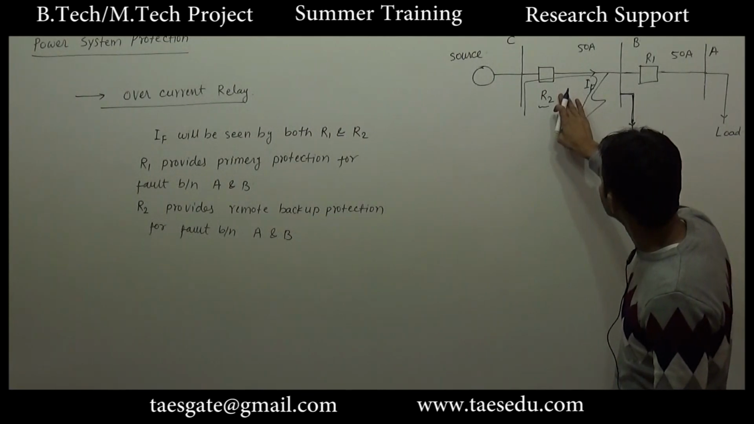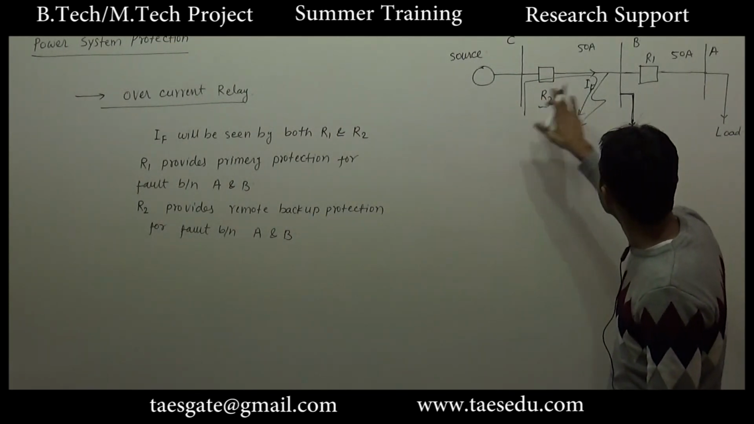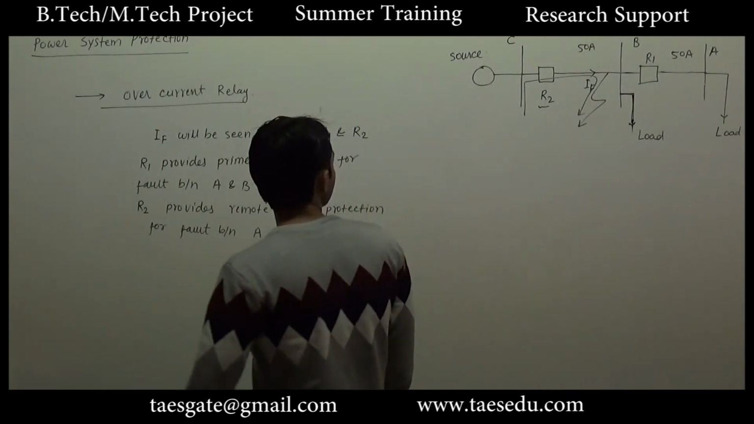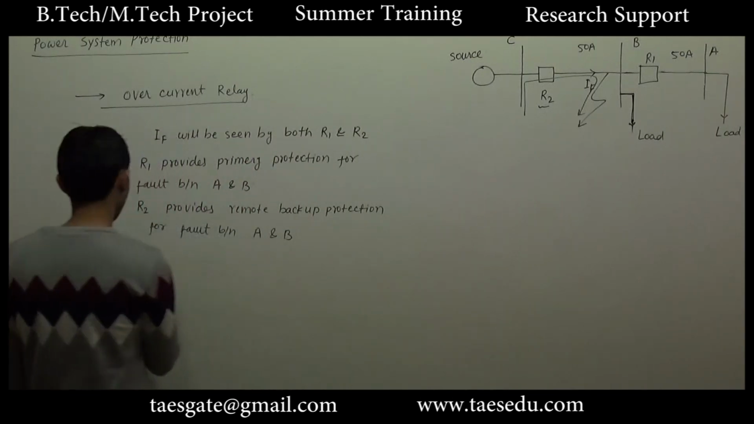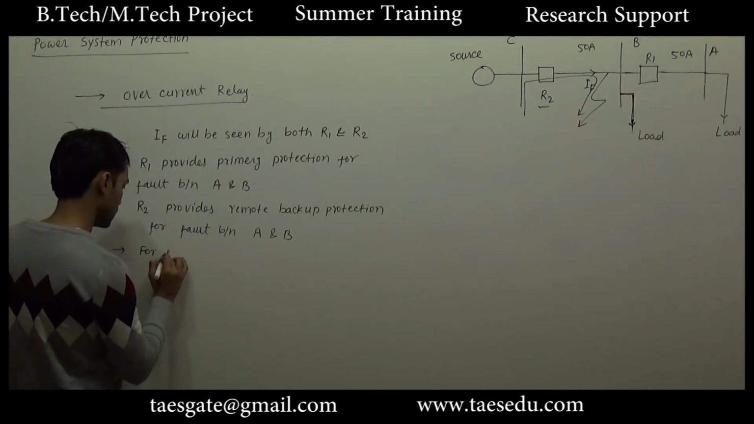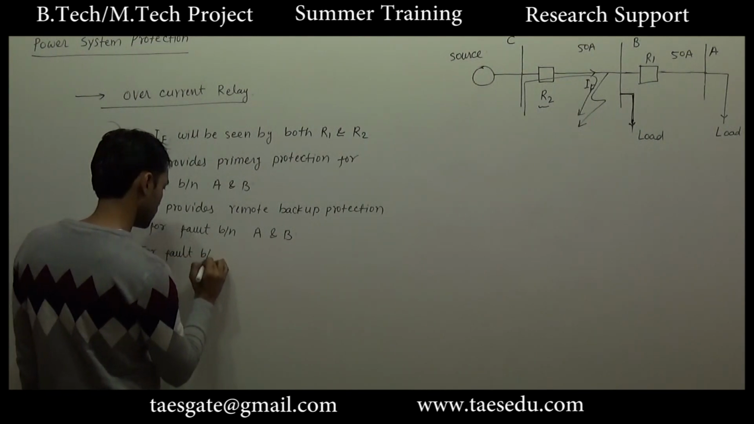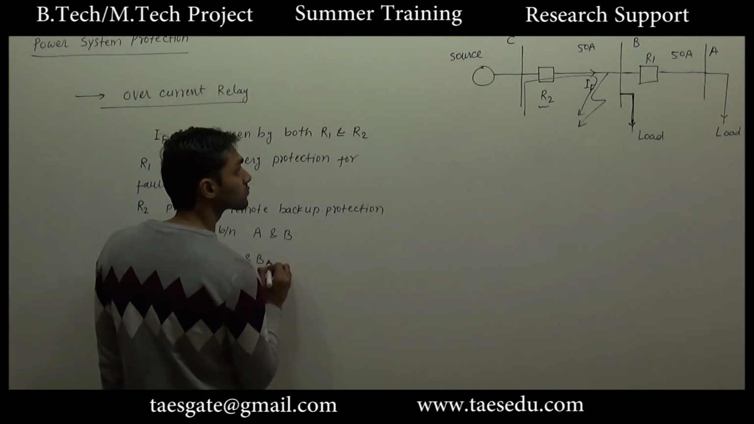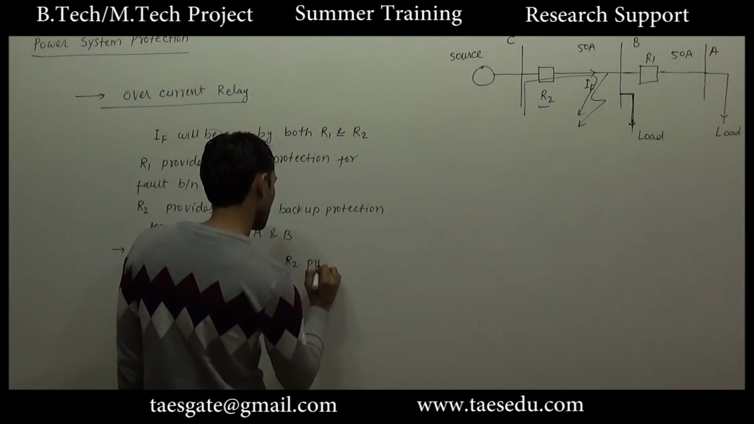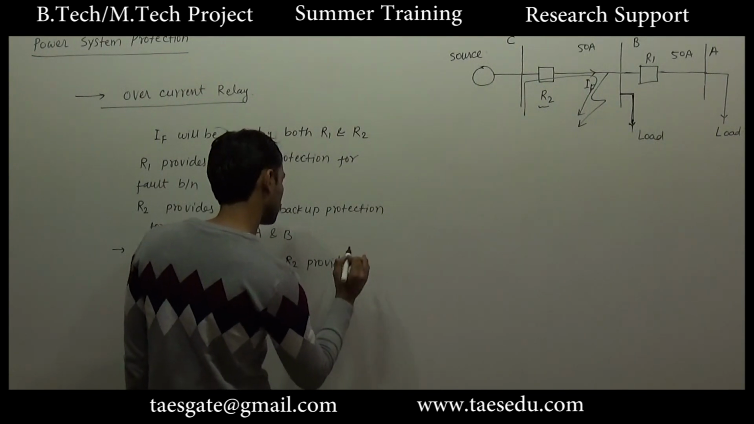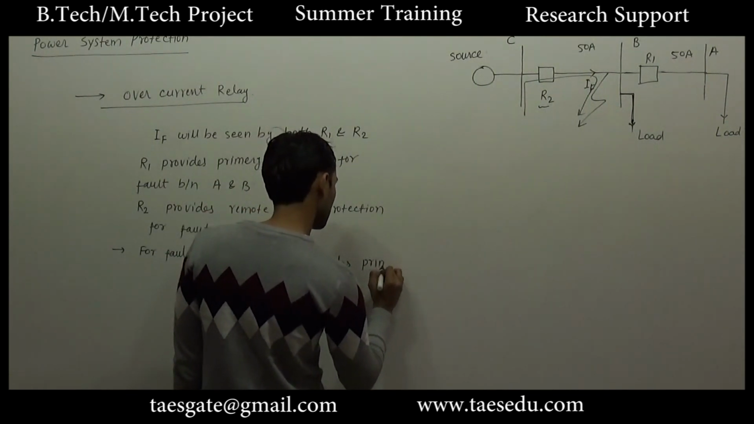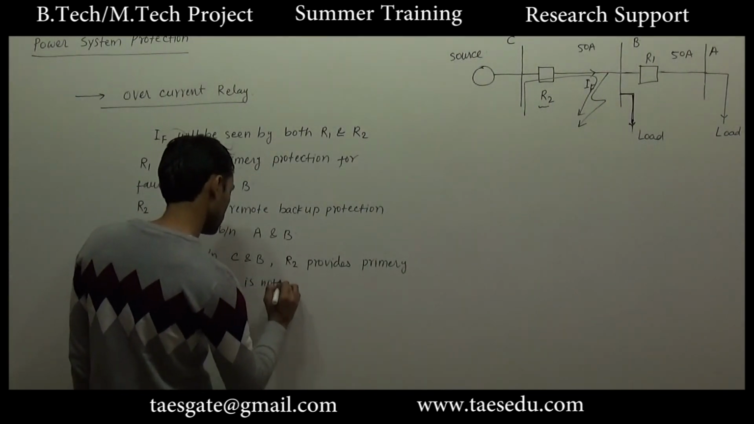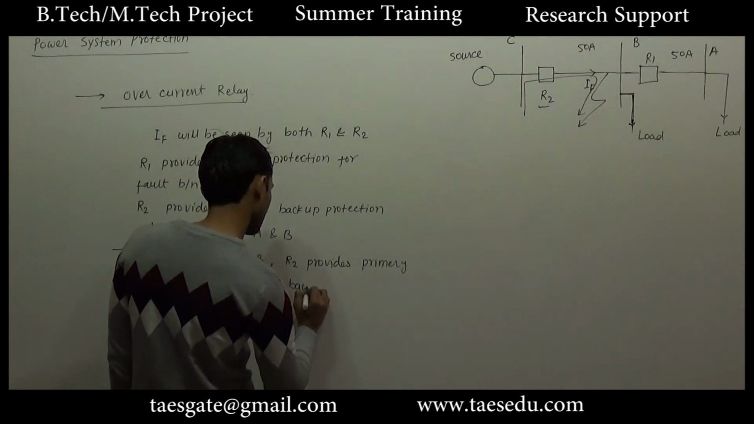We will say that R2 will provide primary protection for fault between B and C, and there is no remote protection for this fault. Okay, we'll say that for fault between C and B, R2 provides primary protection. There is no backup protection for this fault.